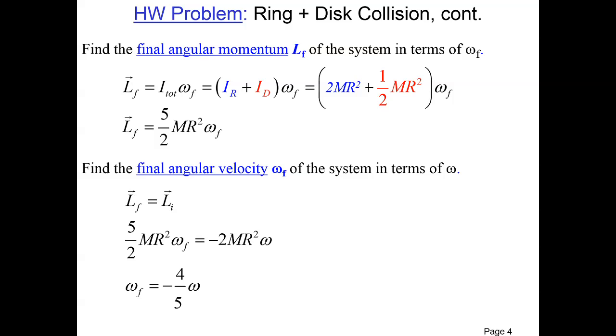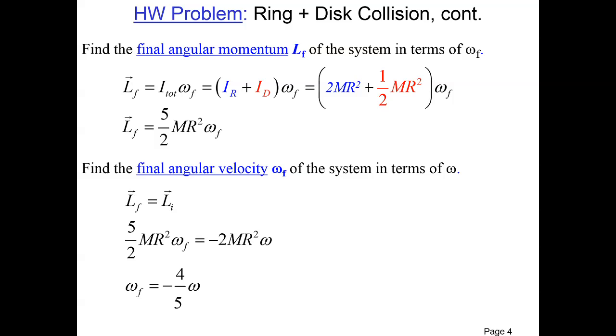So the idea is that if you find the angular momentum before the collision by adding up the angular momentum of the ring and the disk, then the final angular momentum is the total moment of inertia, the sum of the two, times the final angular velocity. So we then solve for that final angular velocity.